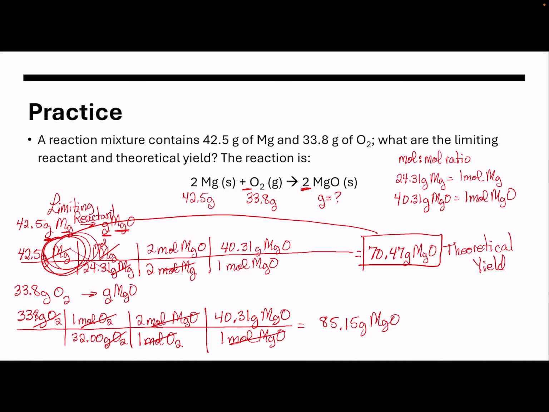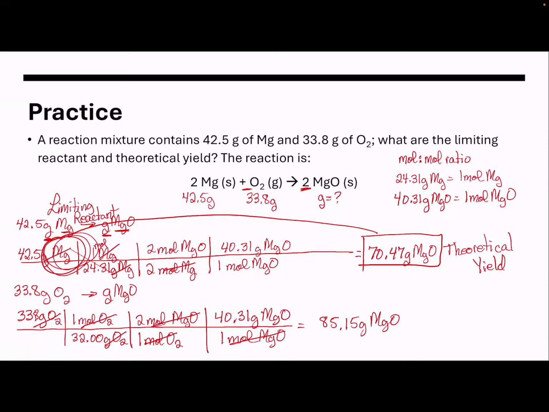So what did this math show? And what can we say about the math? Number one, this math says that if all 42.5 grams of magnesium is used up, the maximum that can be obtained is 70.47 grams of magnesium oxide. That's what that math means.